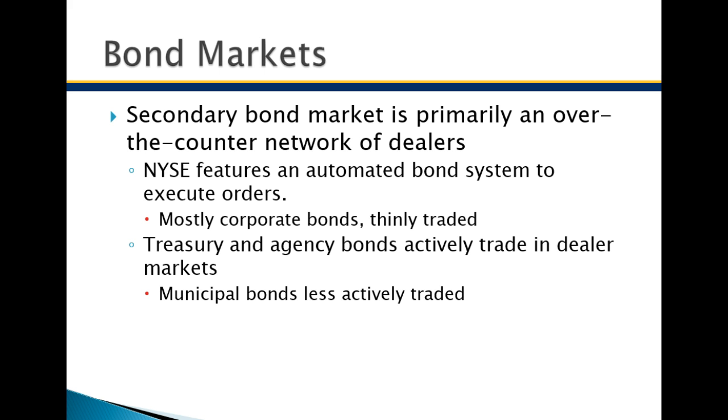The New York Stock Exchange does have features for an automated bond trading system to execute orders, mostly corporate bonds. Treasury bonds are the most active bonds in the world, the biggest market, and they have dealers in their marketplace as well. Municipal bonds aren't traded as actively as treasuries, but there are still marketplaces where those trade. So if you wanted to buy individual municipals or treasuries, you could do that.